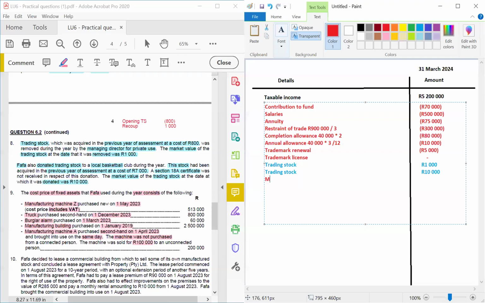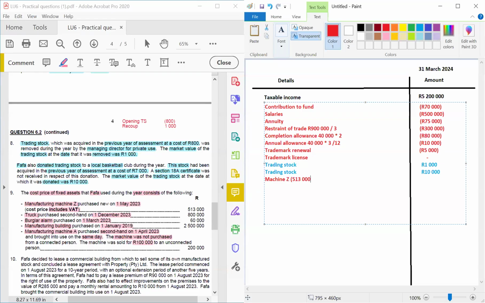So now machine Z. It is purchased new, right? So I said if it is purchased new, we are going to use the 40% in the first year. And now I said I do not like VAT. VAT, we need to exclude it. We don't want it here.